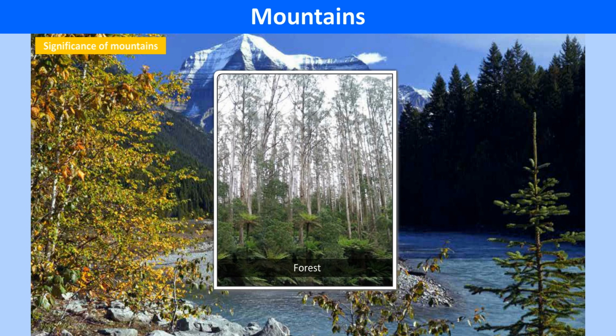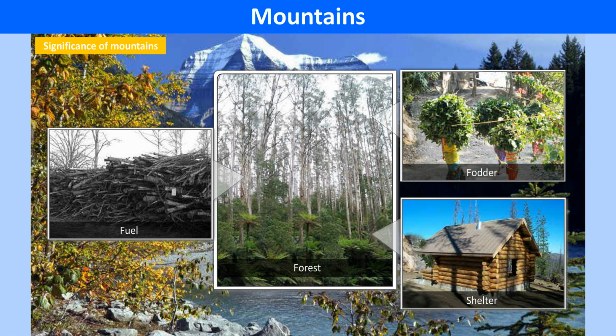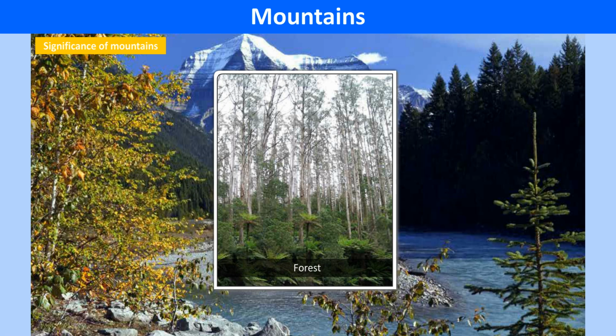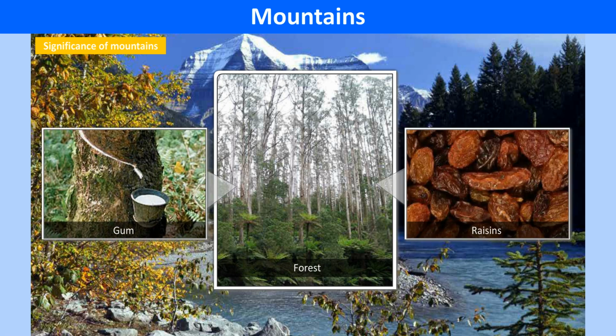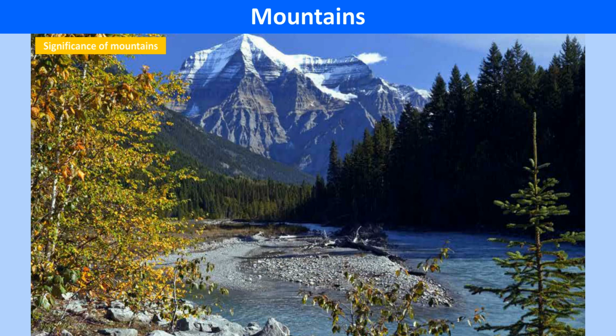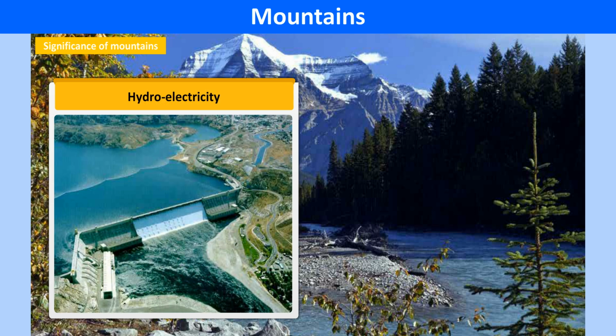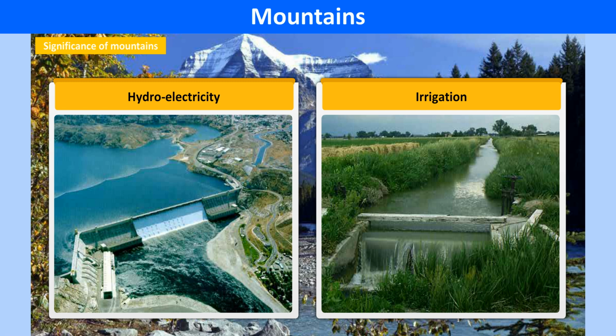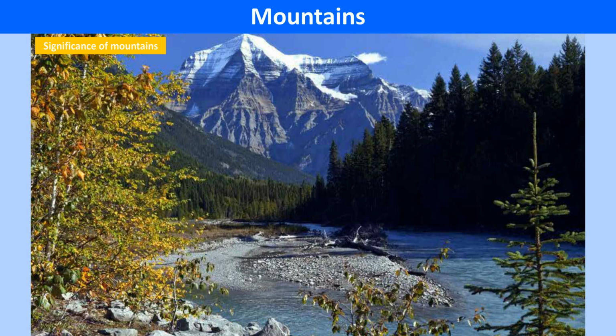The forests in the mountains provide timber and wood products for daily use. Mountains are also a source of minerals. Most rivers like the Ganga originate in the mountains and are fed by the mountain glaciers. So they provide water round the year. Many of these rivers provide water for hydroelectric power generation and irrigation of agricultural fields.